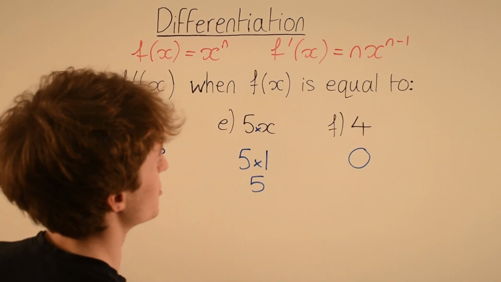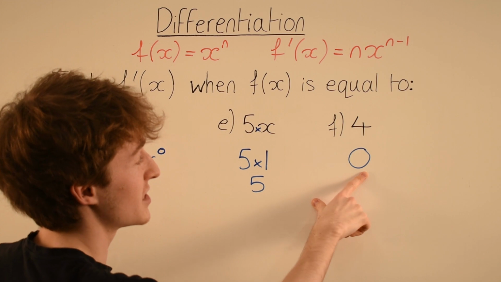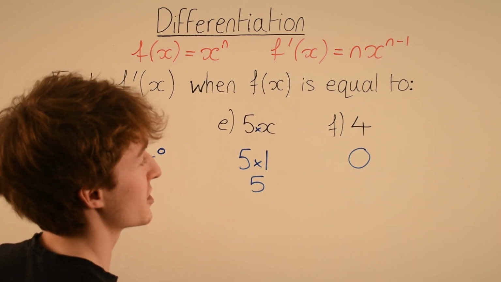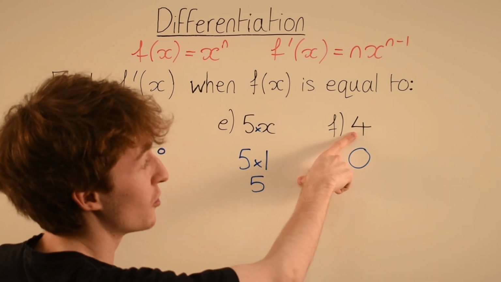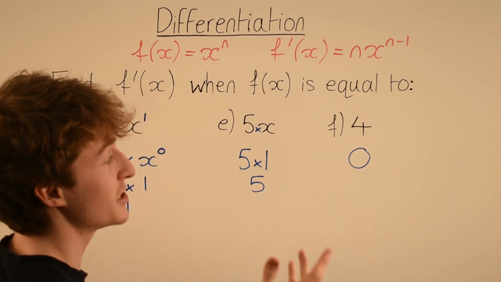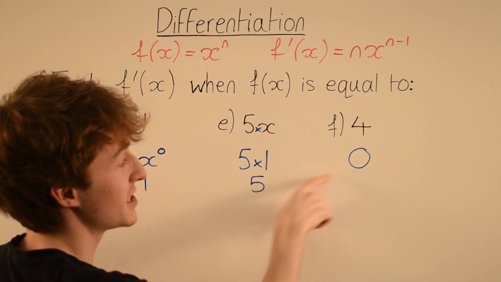For those of you wondering, the reason why it differentiates to give 0 is because the derivative of a function relates to the function's rate of change. If the function is just 4, then it's not changing, so the rate of change is 0, which is why the derivative is 0.